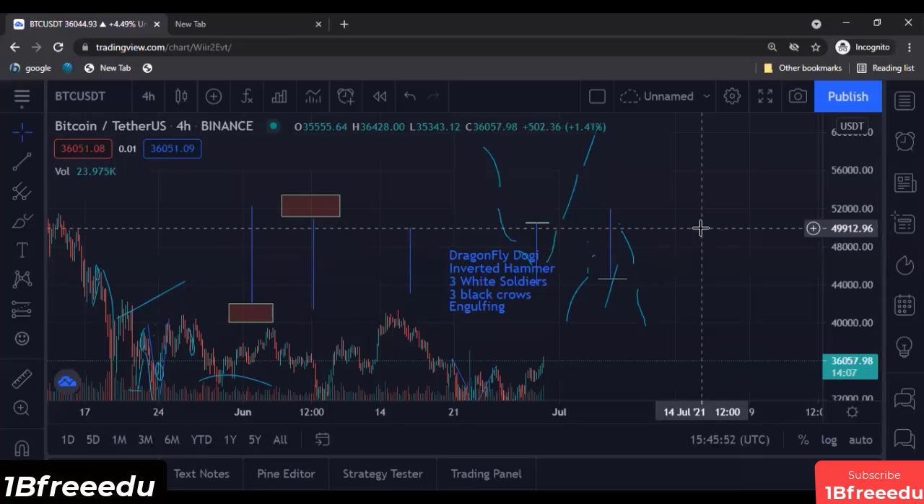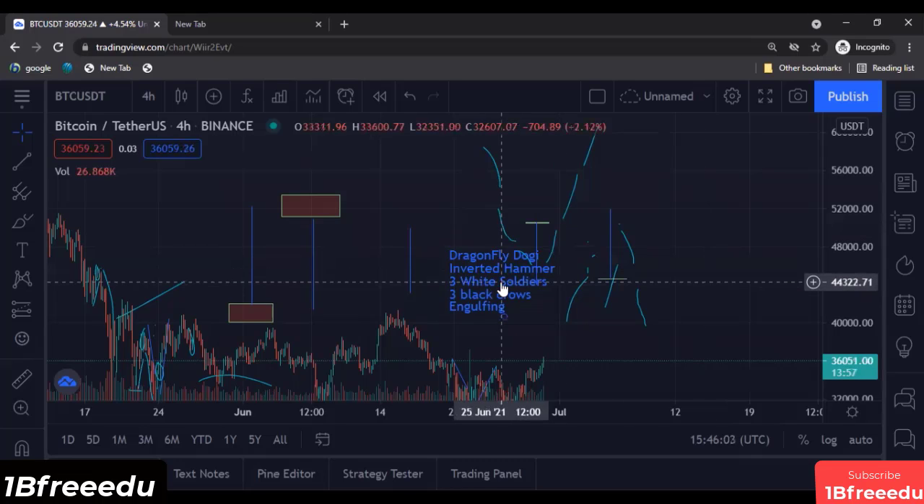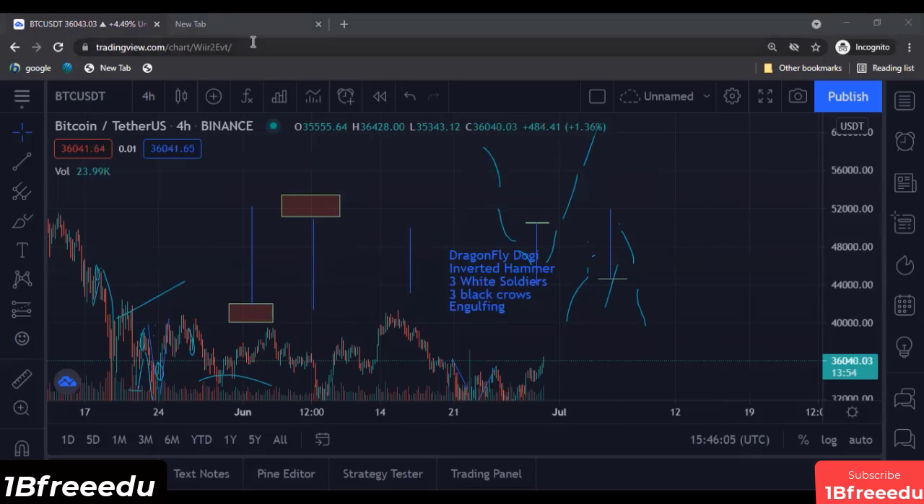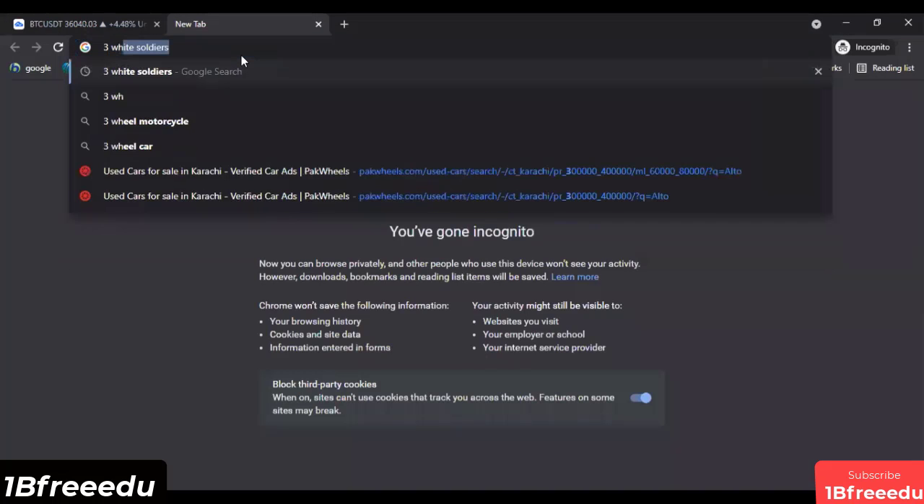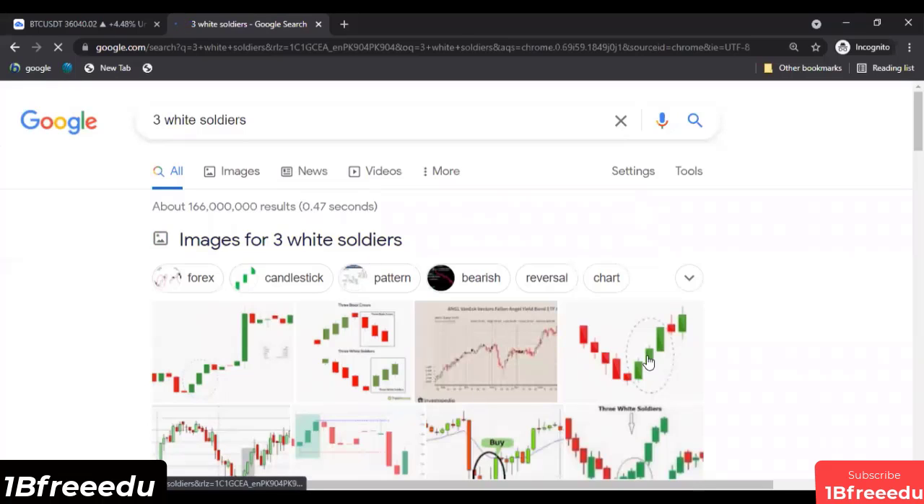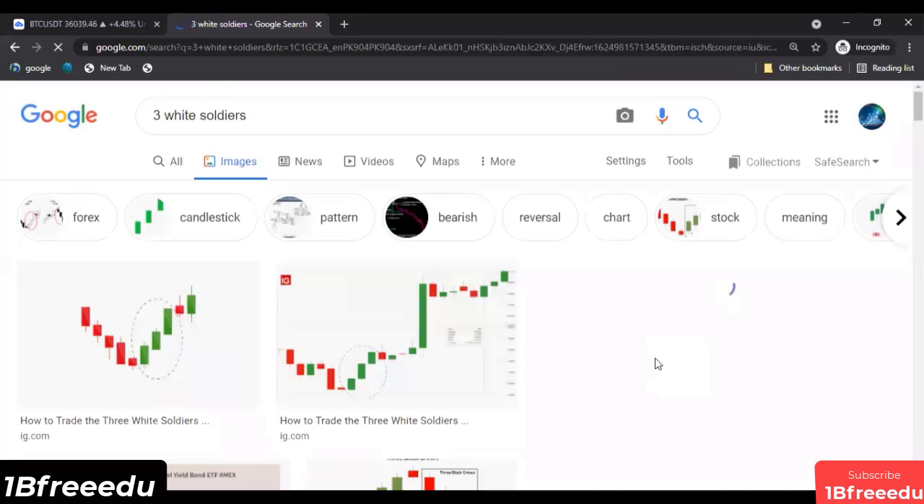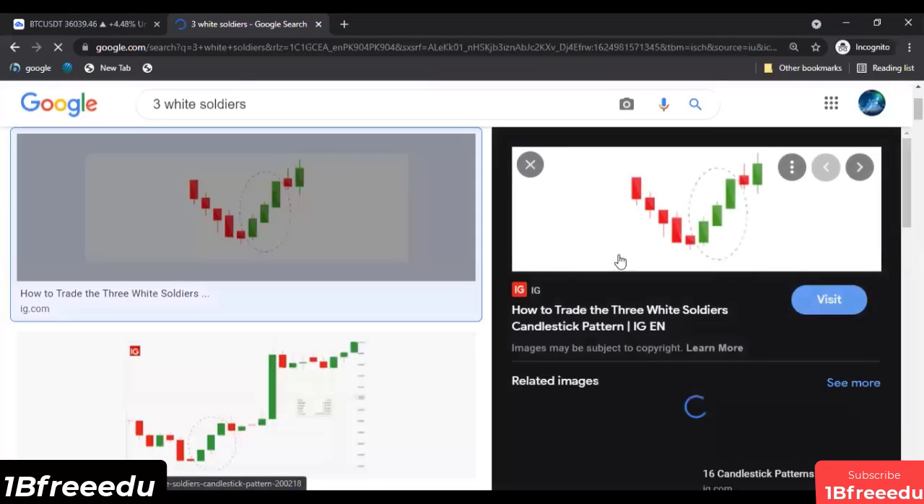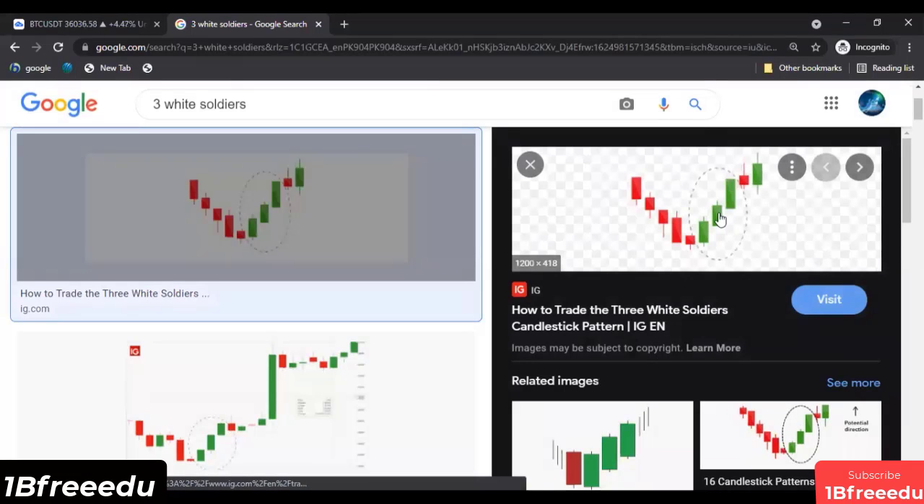From Dragonfly Doji, Gravestone Doji, Hammer, and Inverted Hammer, we can have multiple candlesticks which would indicate something. So the first on that list is basically three white soldiers. Three white soldiers is basically any three consecutive bullish candles forming.